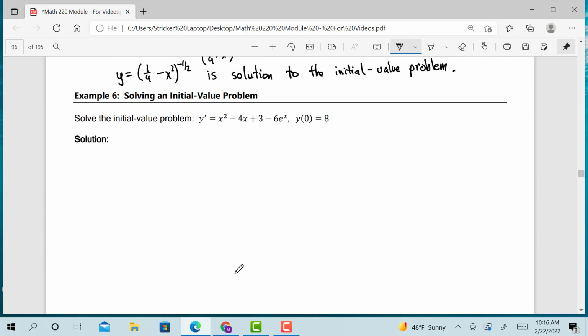If we look at example 6, it says solve the initial value problem. y prime equals x squared minus 4x plus 3 minus 6e to the 3x. And then it has an initial condition again, y of 0 equals 8. And so how are we going to find a solution to this differential equation?